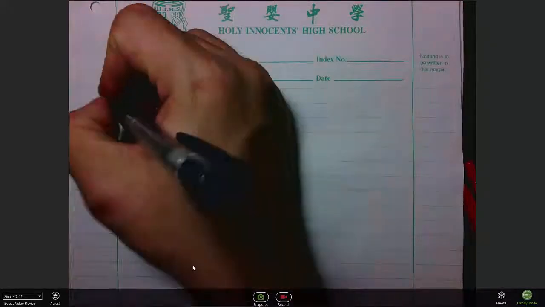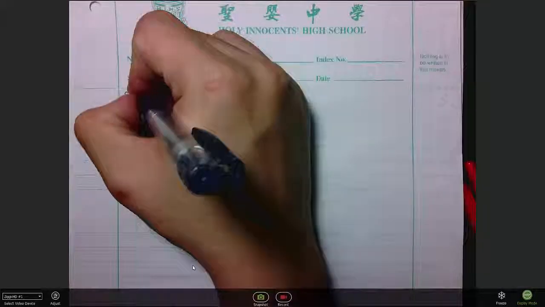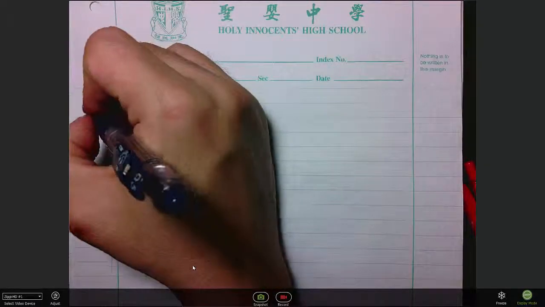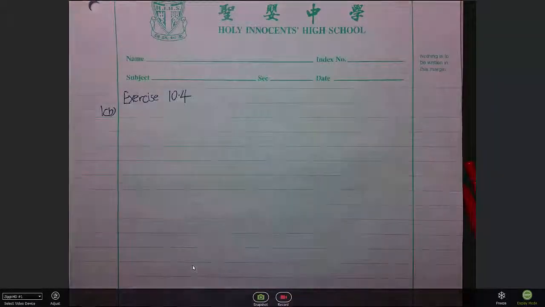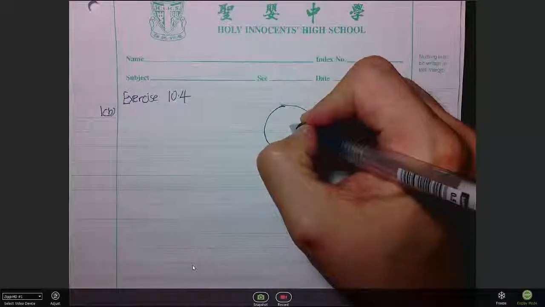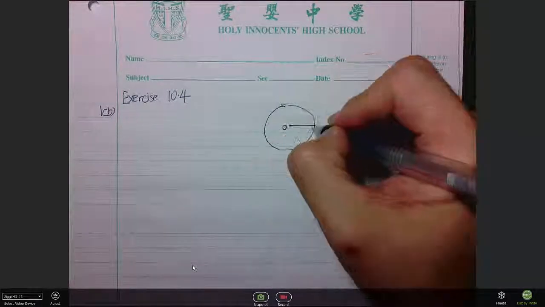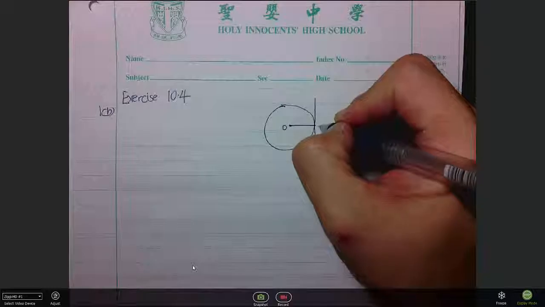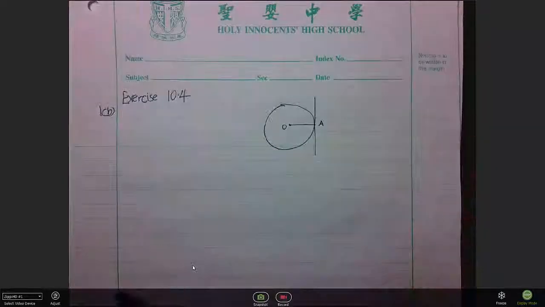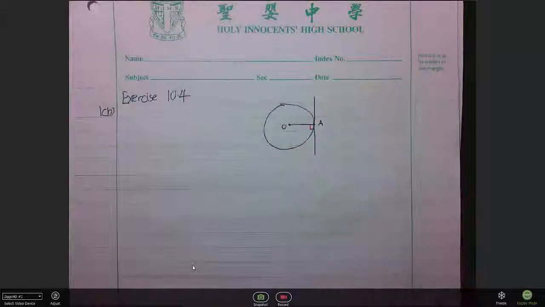Okay, today we have a few examples from exercise 10.4. Start with question 1b. If you notice, there's a tangent. If I were to draw the circle, here is O, this is A, and this is a tangent there. There will be one property that we have just learned: tangent is perpendicular to radius, so straight away I can say that this angle here is 90 degrees.